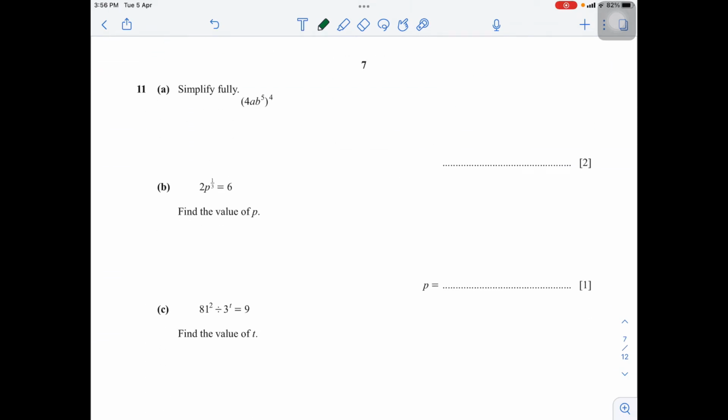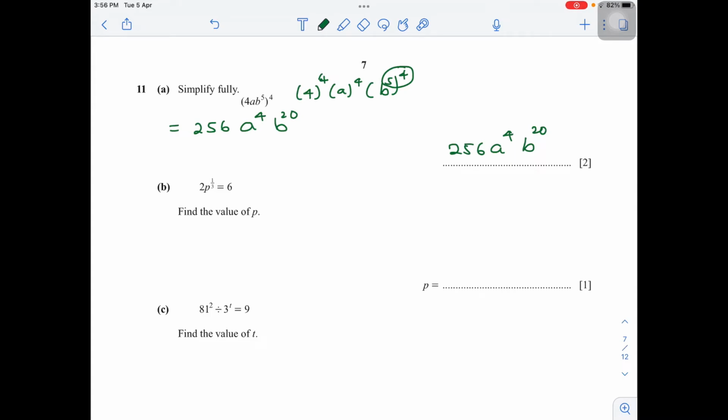Simplify fully. 4ab to the power 5 and everything to the power 4. When it is something like that, everything to the power 4, I should give each term its own power. So that is the same as 4 to the power 4, a to the power 4, and b to the power 5 to the power 4. 4 to the power 4, use calculator. I get 256. A to the power 4 is a to the power 4. B to the power 5 times 4. 5 times 4 is 20. So it's 256 a^4 b^20. Let's try the next one.